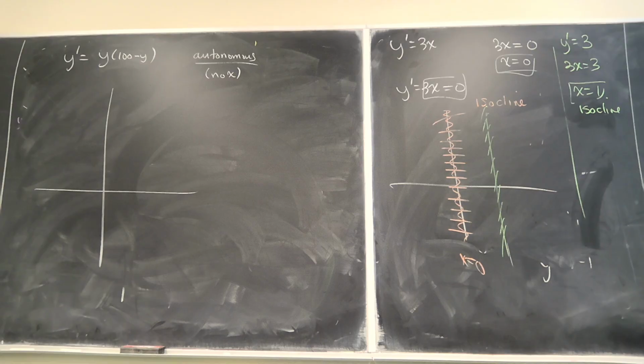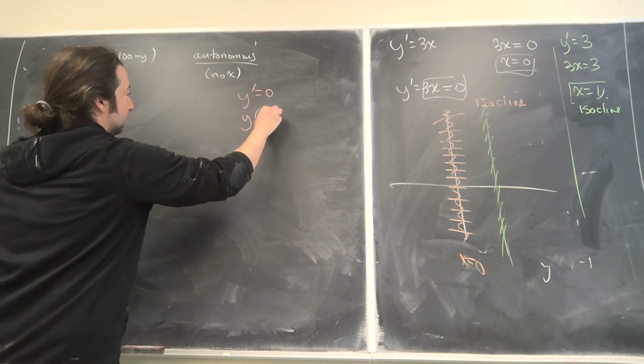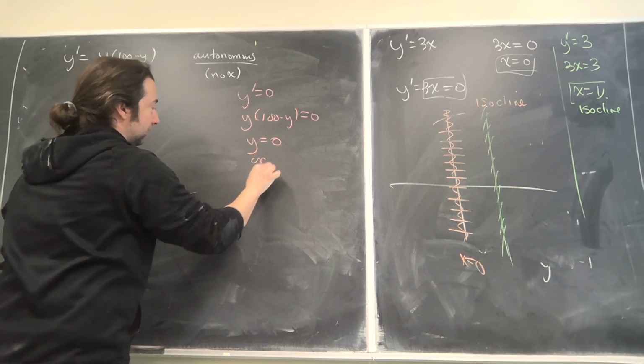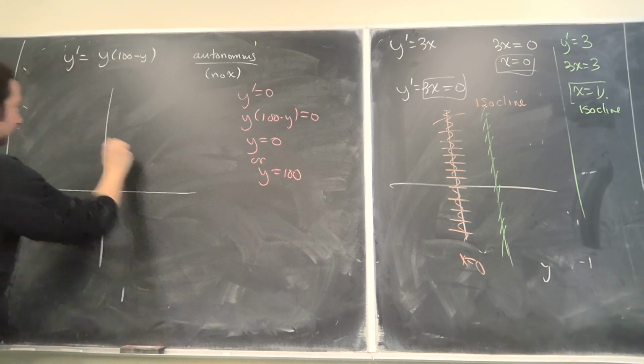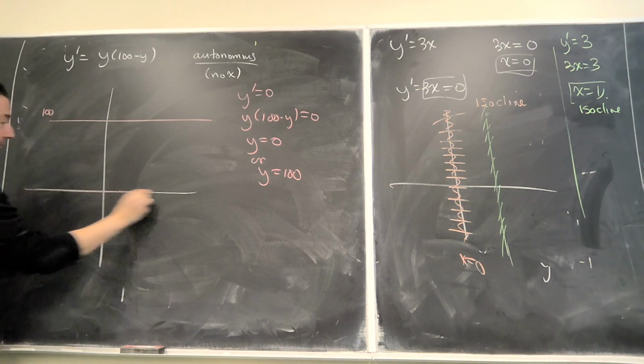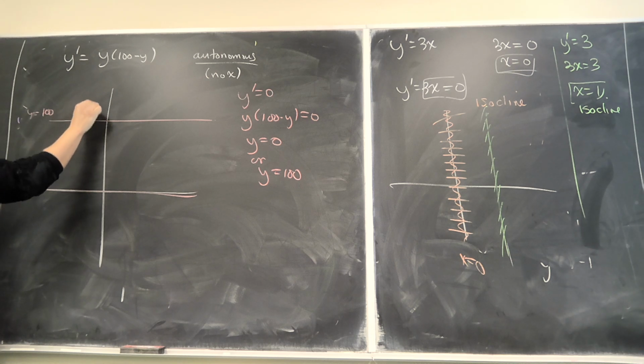Can you tell me where the slope of that thing is always equal to 0? 100 and 0? Sure. y prime will be equal to 0 when y times (100 minus y) is equal to 0. And that happens when y is 0 or y is equal to 100. y is 100. y is equal to 0. These are curves on which y prime is nothing.